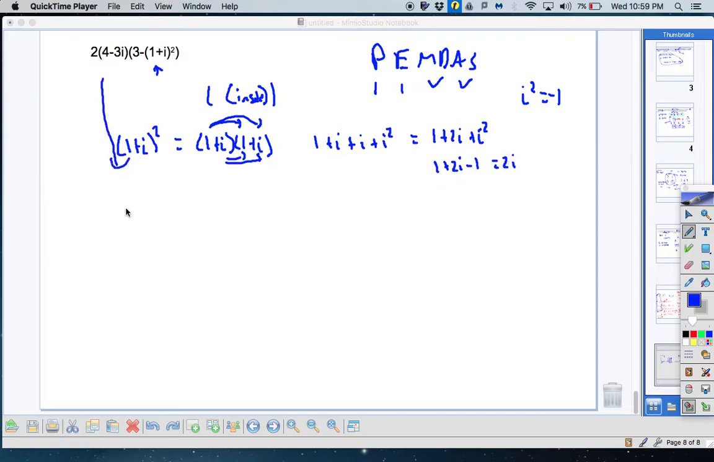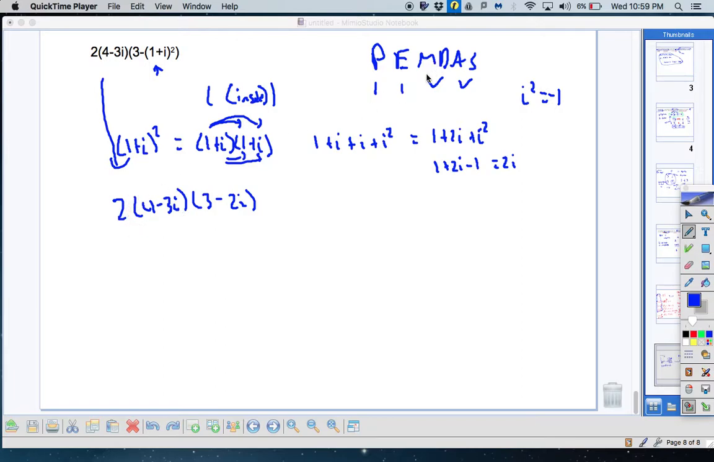So now let's go ahead and rewrite. So I've got 2 times 4 minus 3i times 3 minus, and we decided the rest of this thing in here is 2i. And our work for it is right here. And now we're going to keep going. Well, now I've got 3 things multiplied. There's 2 times this thing times this thing. It doesn't matter the order that you do it, because it's all multiplied.